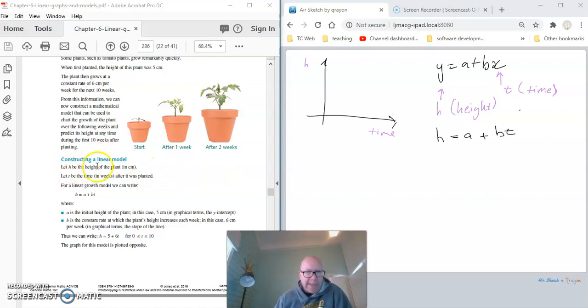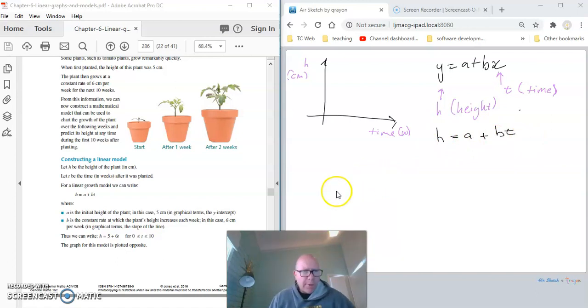They said let h be the height of the plant in centimetres. So I could even go further and just write centimetres in here, and that's always good. And they've also put let t be the time in weeks after it was planted. So I can put weeks in there. So having that on our linear model, we've come up with that final equation, height equals a plus bt. We've just got to have a look at our graph.